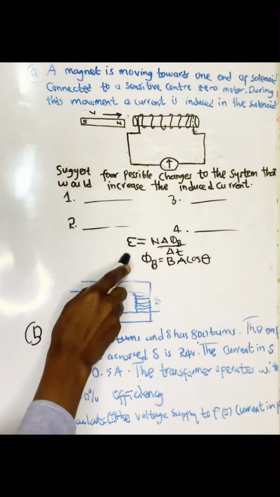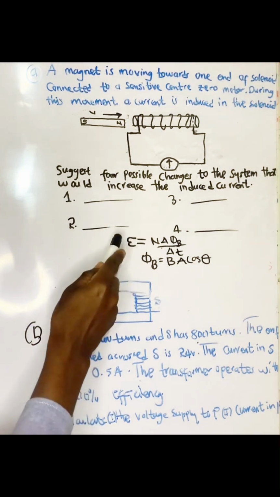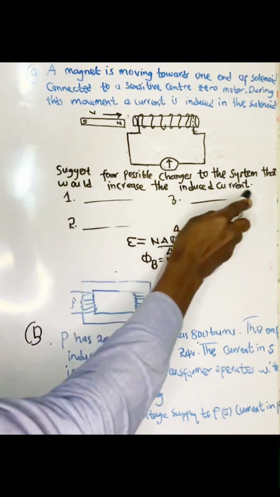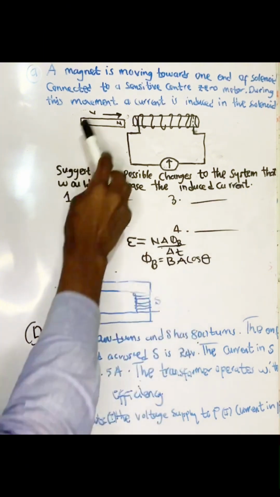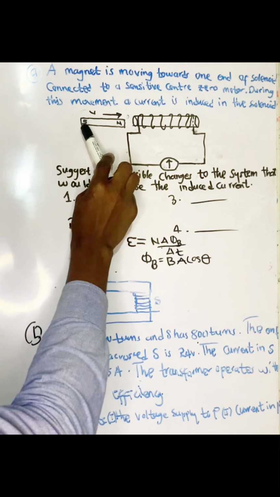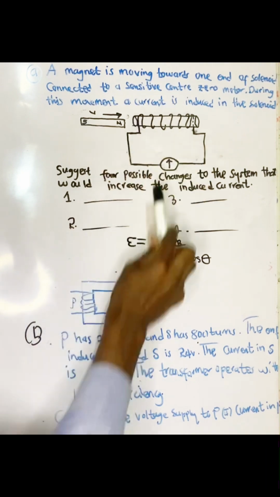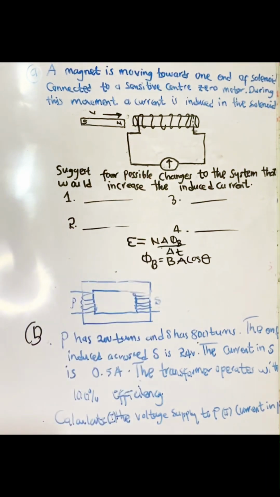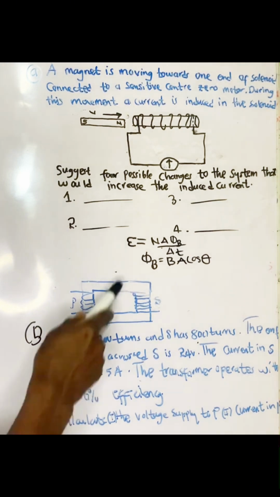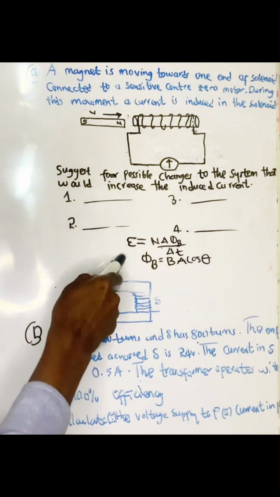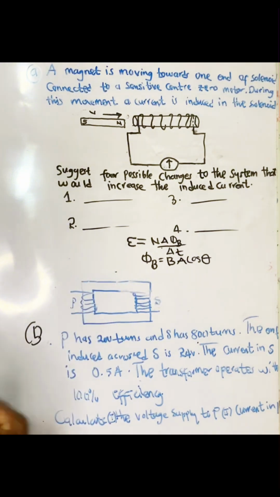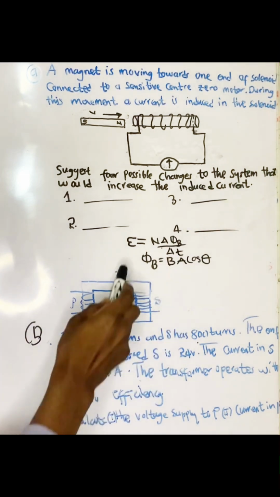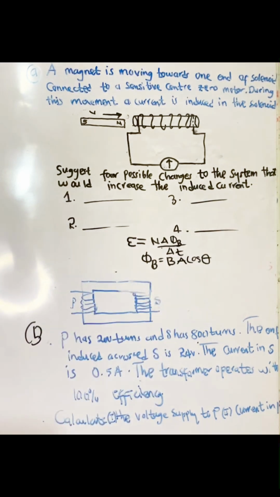Even though they are asking us to come up with possible changes that would increase the induced current, we realize that during electromagnetic induction, the relative motion between a magnetic field and a coiled wire would establish an induced EMF, and finally an induced current. So should we have any changes that would result in an increase in induced EMF, we would have the induced current also increasing. So now let's go back to the equation of an induced EMF.